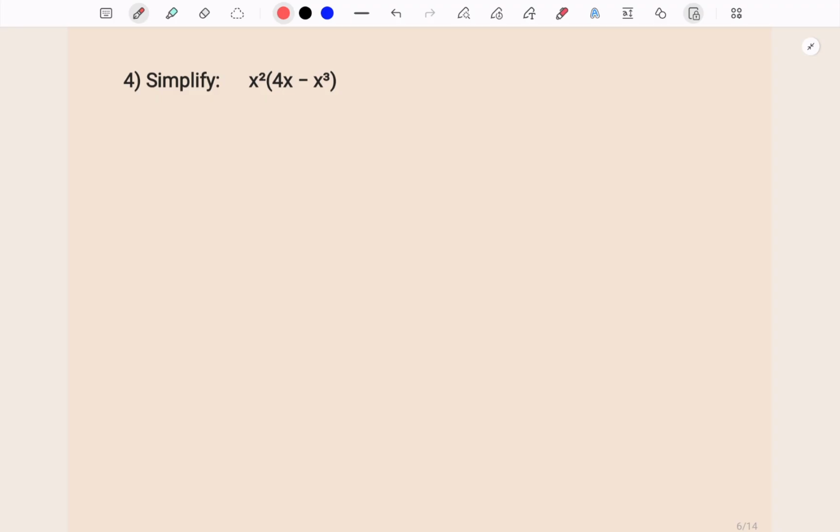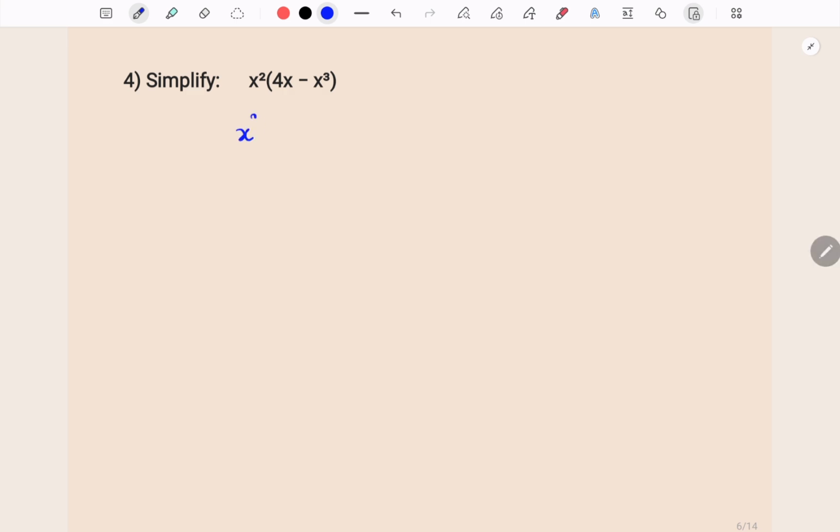Let's solve the next question. Here we have x squared multiplied by 4x minus x cube. So we have a bracket here, right? We need to know that whatever is written outside the bracket will be multiplied by everything that is present inside the bracket. Let me write it again for you.